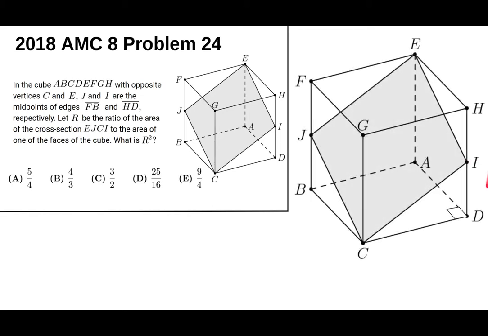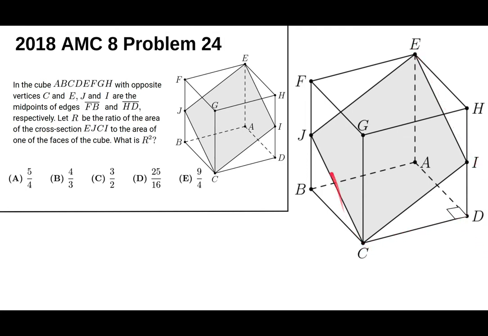I redrew this diagram, but a bit bigger. And this EGCI, the cross section, is a rhombus because CD is some consistent side length, and DI is also some consistent side length. And we know that HI is equal to DI because I is the midpoint of HD. That means I to one end of the segment is the same length as I to the other end of the segment.